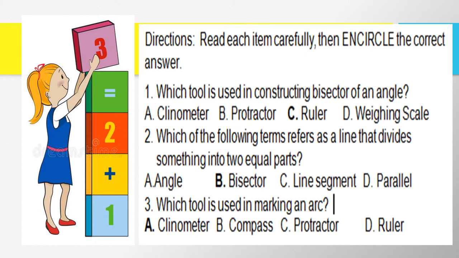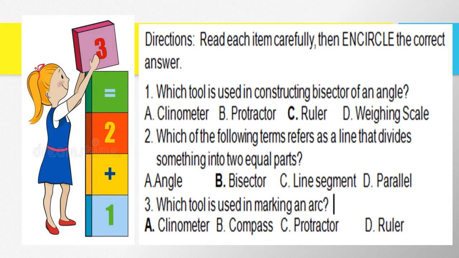Now, let's try to answer this kind of problem. Read each item carefully, then encircle the correct answer. Which tool is used in constructing a bisector of an angle? A. Clinometer, B. Protractor, C. Ruler, D. Weighing scale. The answer is letter C, because we are going to simply construct bisectors. So meaning, we are going to draw a line.